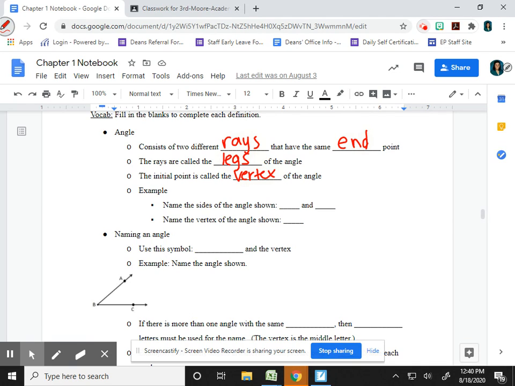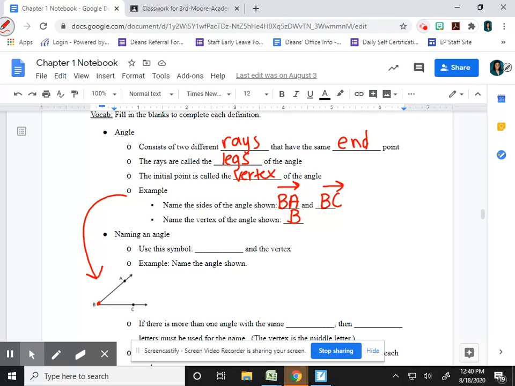And that's going to be important because the vertex comes back all the time. Okay, examples. Name the side of the angle shown. So we're going to take this and name that angle. The two sides that are shown are BA, and that's a ray, and then BC. The vertex of this is B because that's what both of the rays come off of.